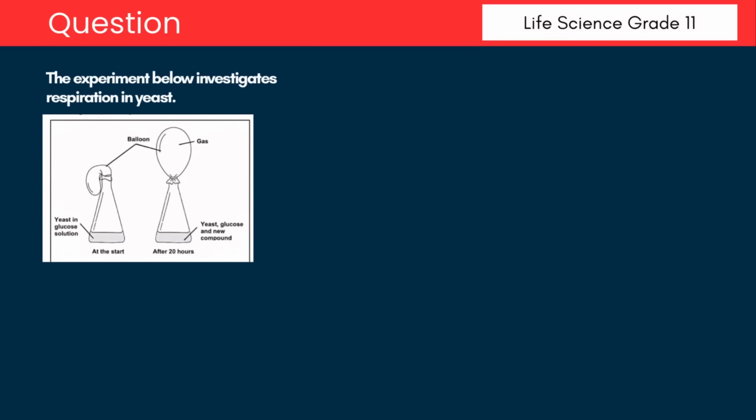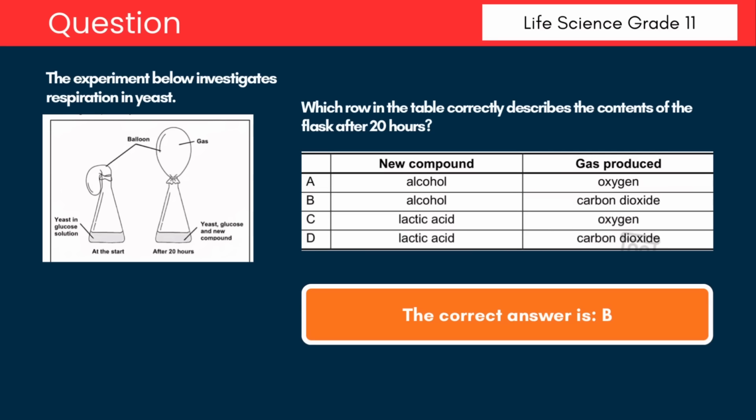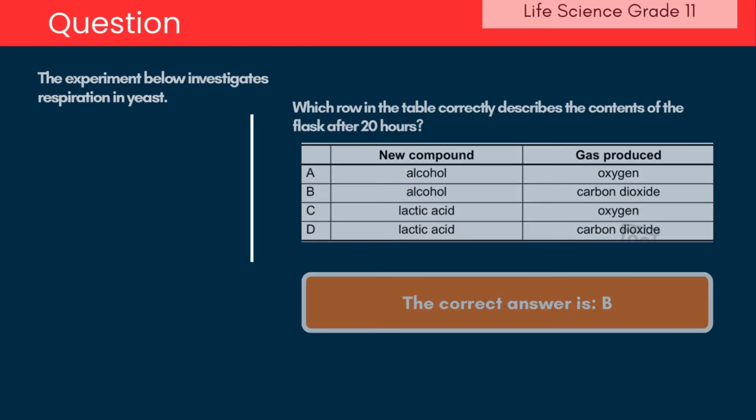Question: the experiment below investigates respiration in yeast. Which row in the table correctly describes the contents of the flask after 20 hours? The correct answer is B. In anaerobic respiration, yeast converts glucose to alcohol and releases carbon dioxide, causing the balloon to expand.